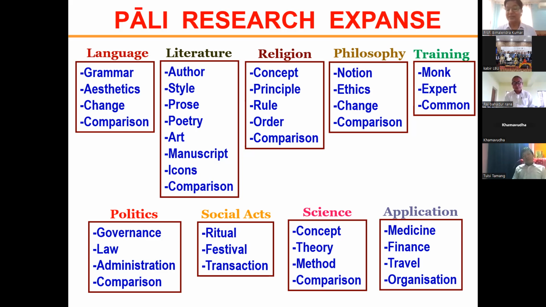Then training. Here, there are 227 rules for the monks, and there are 311 rules for the nuns. So how the rules were developed, how the Patimokkha, the name of the code of conduct for the monks and nuns, was developed from the time of the Buddha. Later on, they were summarized and codified in the form of Bhikkhu Patimokkha and Bhikkhuni Patimokkha. Bhikkhu Patimokkha has 227 rules and Bhikkhuni Patimokkha has 311 rules.